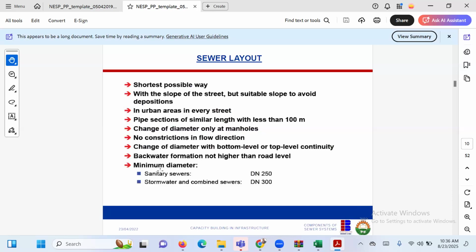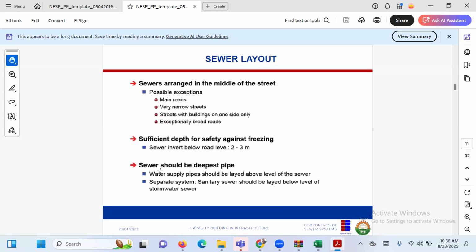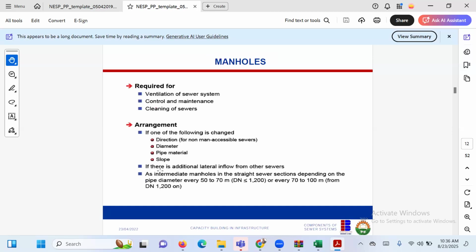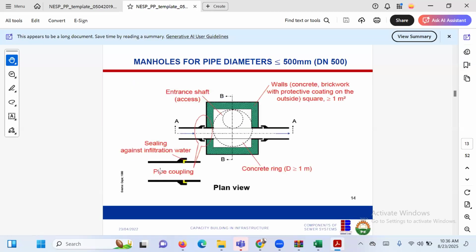For sewer layout, like I said before, here it says the minimum sewer you can use is 250. Sometimes 150 is the standard, but this is just the recommended. The standard says you should not use less than 150 mm. And if anywhere you change diameter, you must introduce a manhole. You must introduce a manhole anywhere you change diameter or where you have multiple pipes connected.